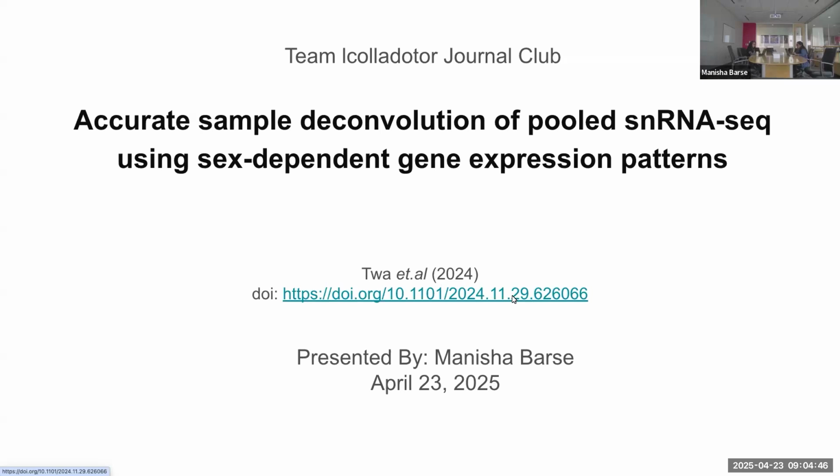I am Manisha. Today I am going to talk about the paper that was published in December 2024. The title is Accurate Sample Deconvolution of Pooled Single RNA-seq Using Sex-Dependent Gene Expression Patterns.